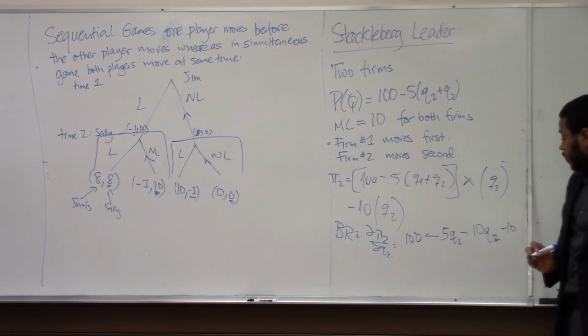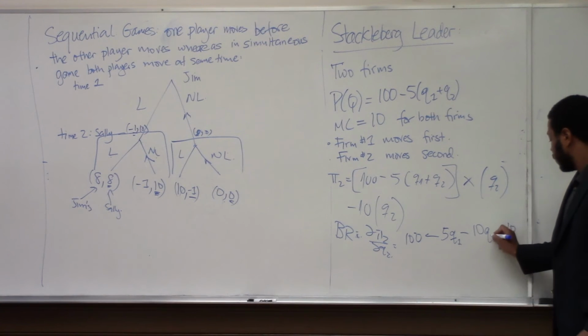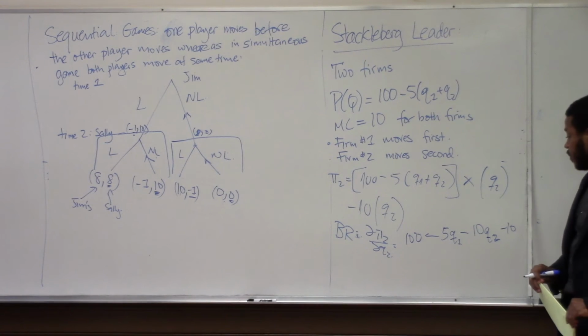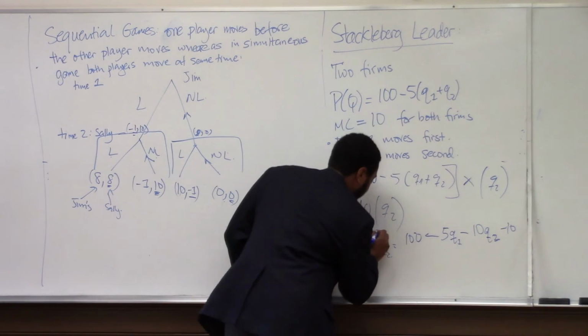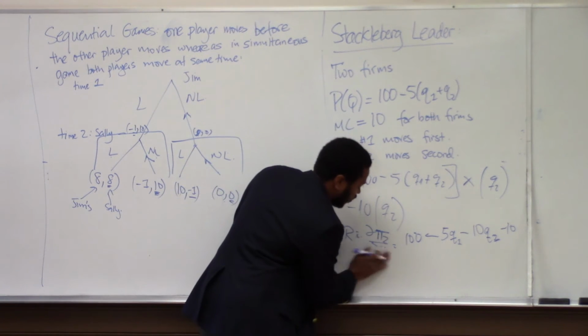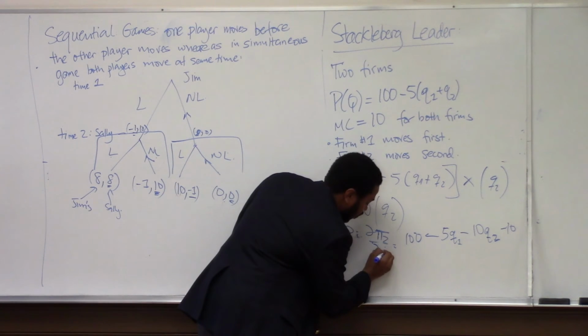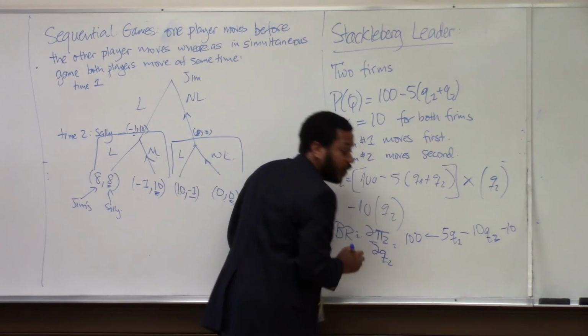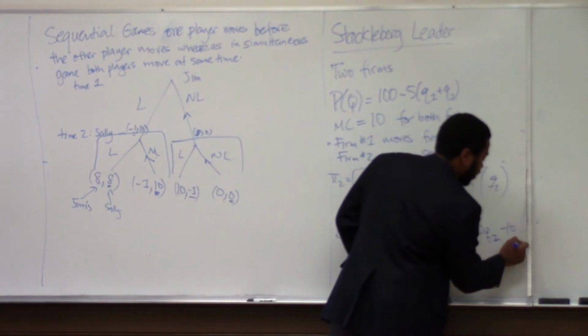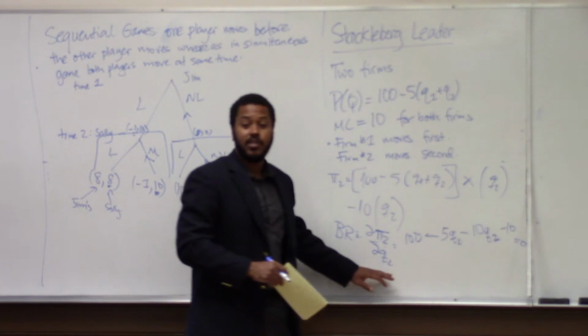Yeah. Can you hold up a second so I can write that down? What's the delta pi? This is pi 2, yes. This is the partial derivative of the profit of firm 2 with respect to Q2. Just Q2? Yeah, exactly. And we set this equal to 0. Does everyone see this?